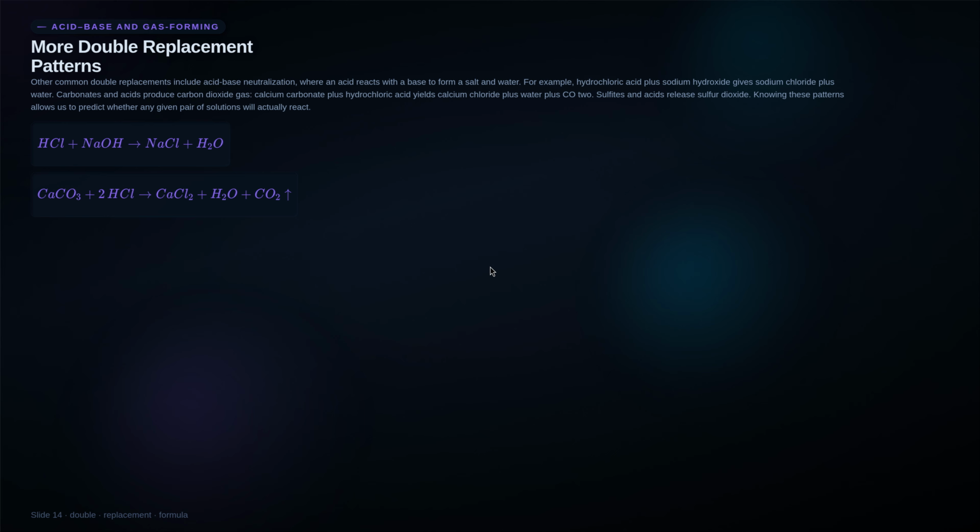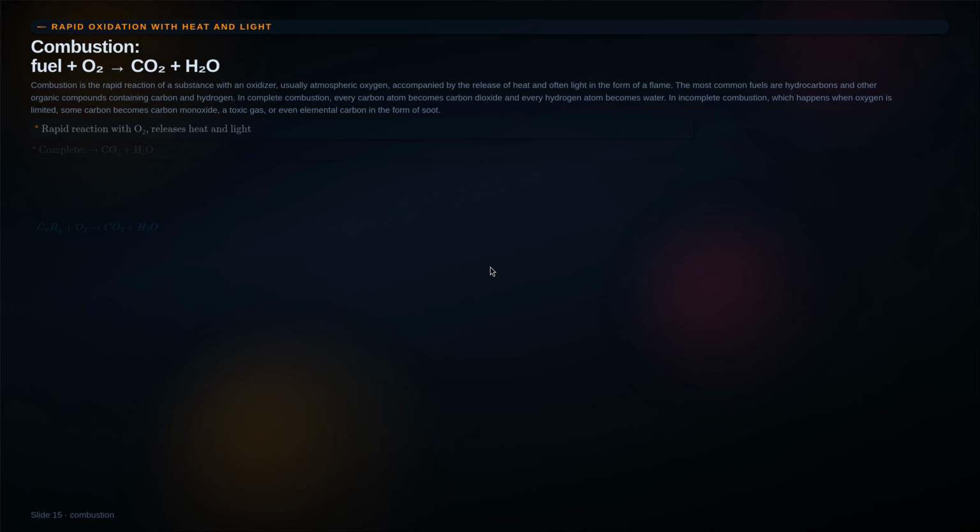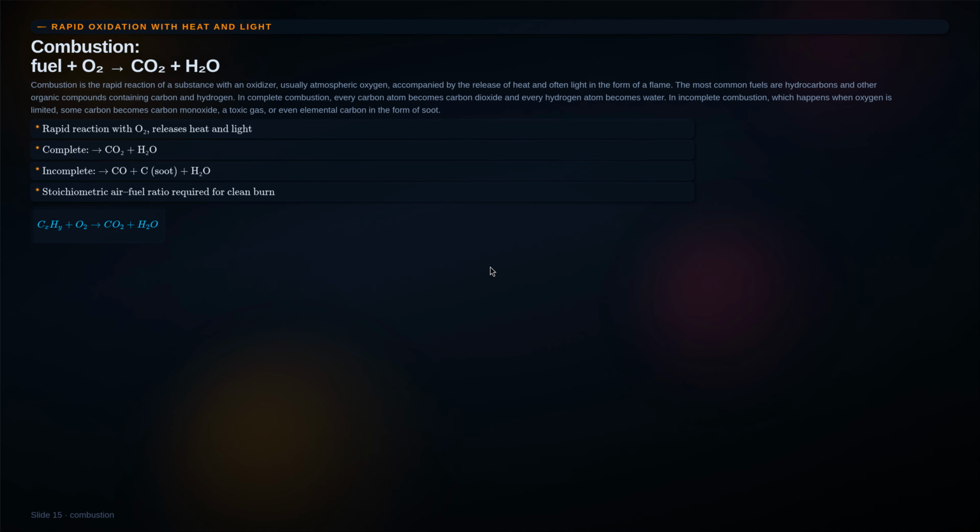The hydrochloric acid plus sodium hydroxide reaction is a neutralization, where an acid and a base combine to form a salt and water. To predict whether a double replacement will occur, check the solubility rules. If a product is insoluble, it will precipitate, and the reaction goes forward. Combustion reactions are the fiery, energetic members of the reaction family.